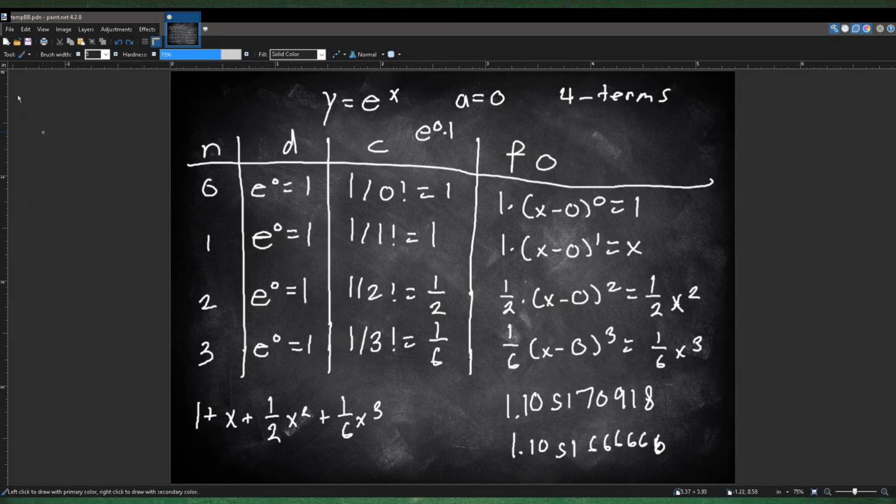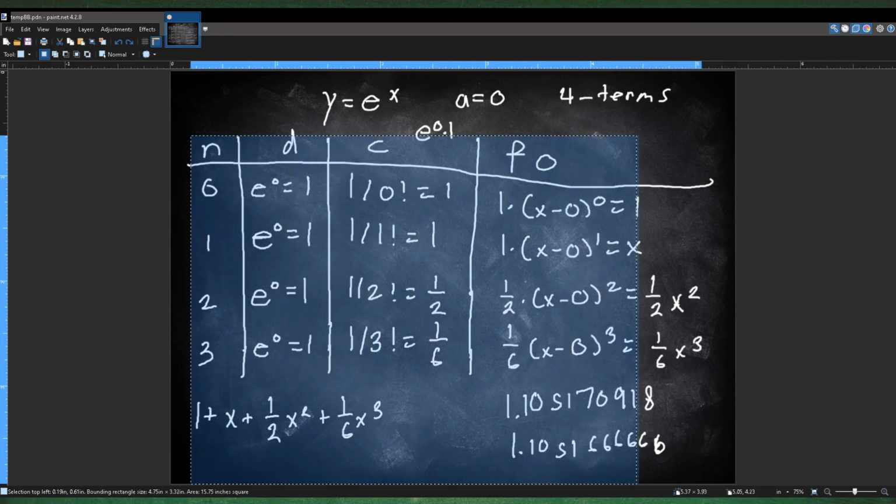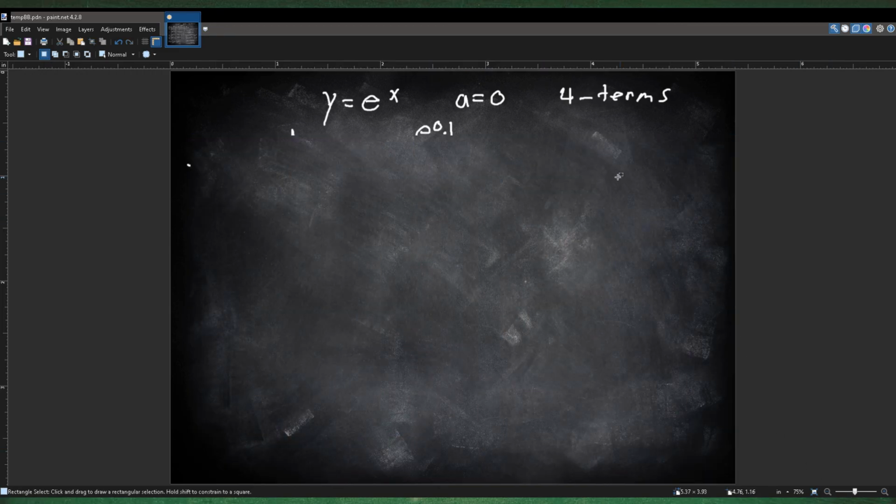Let's try another example. Actually, let's try the exact same thing, but with another example. Let's say instead of finding e to the power 0.1, now you want to find e to the power of 1.1, right? So e to the power of 1.1.